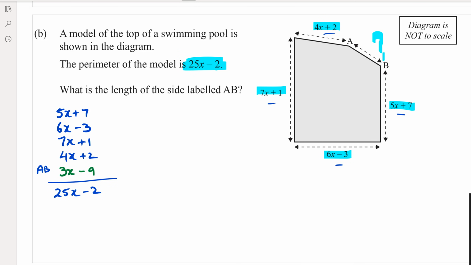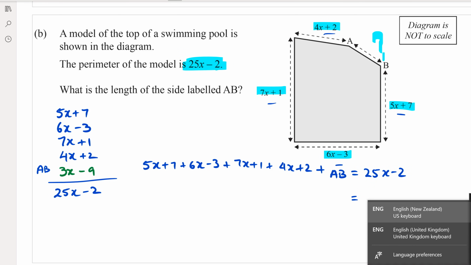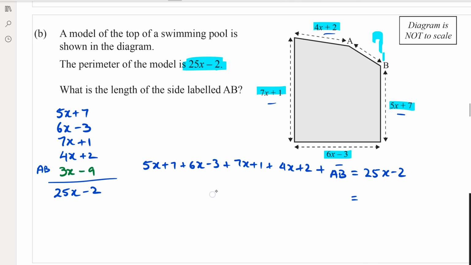The other way of doing this answer is actually just writing it all out the long way. So you've got 5x plus 7 plus 6x minus 3 plus 7x plus 1 plus 4x plus 2 plus AB equals 25x minus 2. So when you do this, what you end up getting is 22x on this side here, because 22x is 5x plus 6x plus 7x plus 4x.